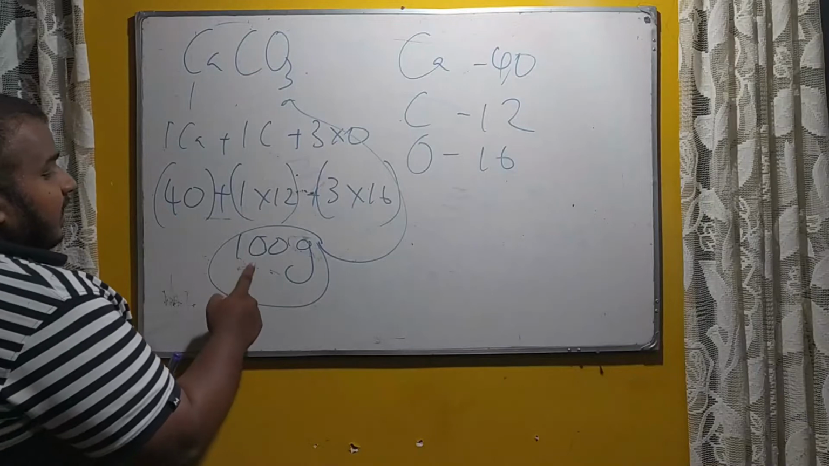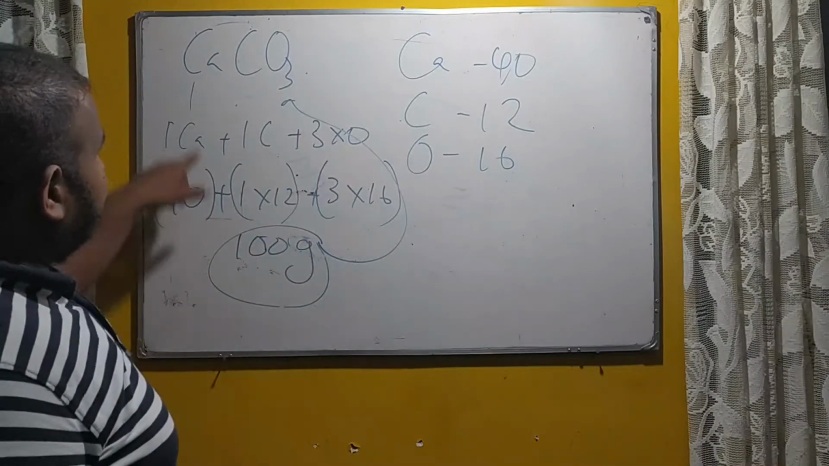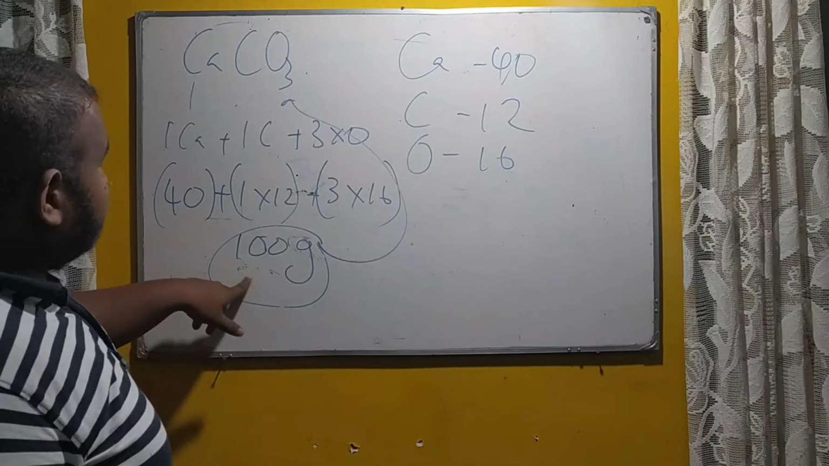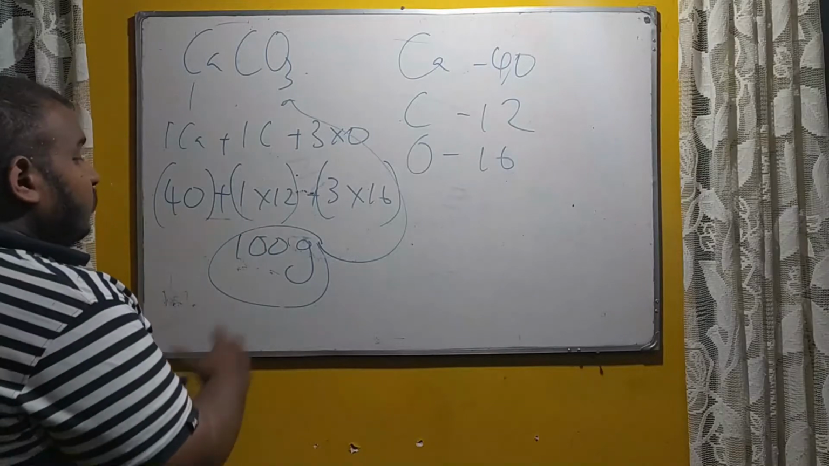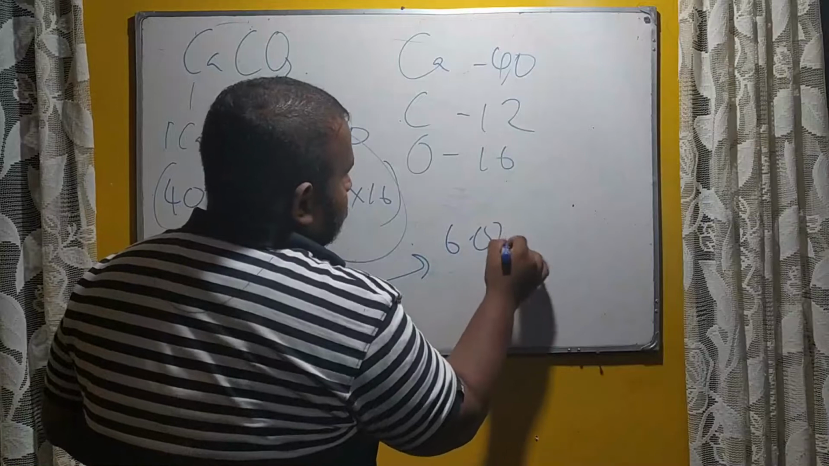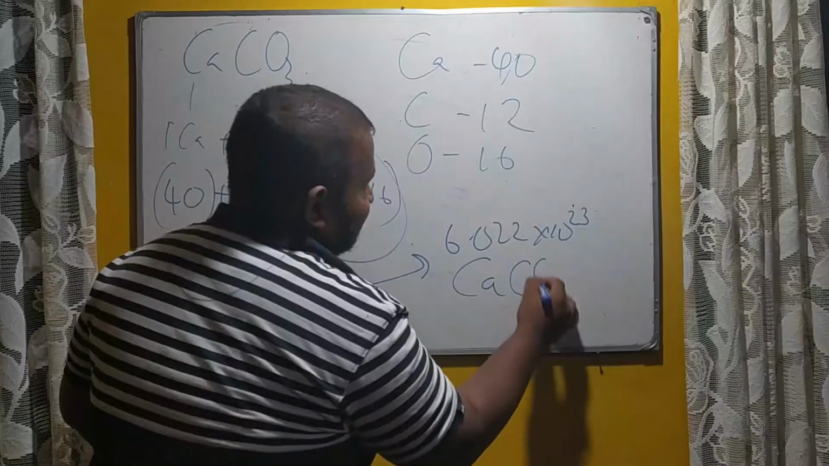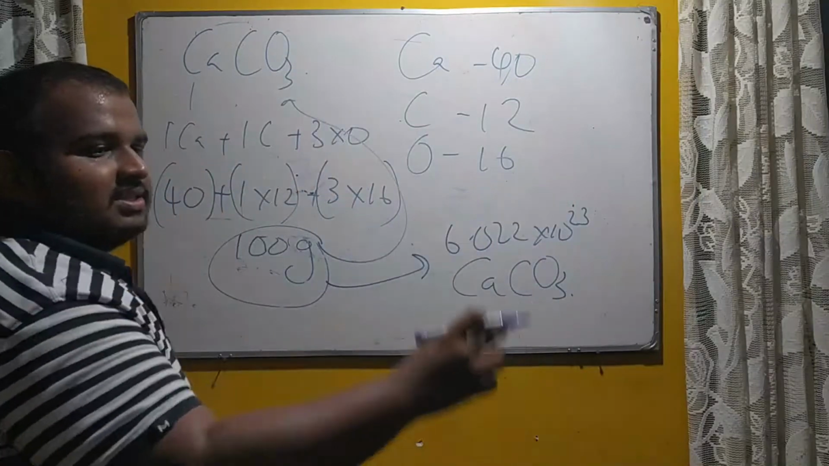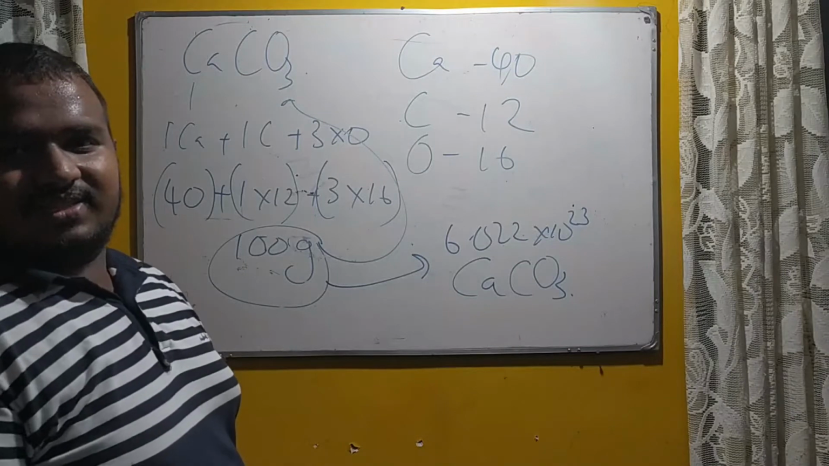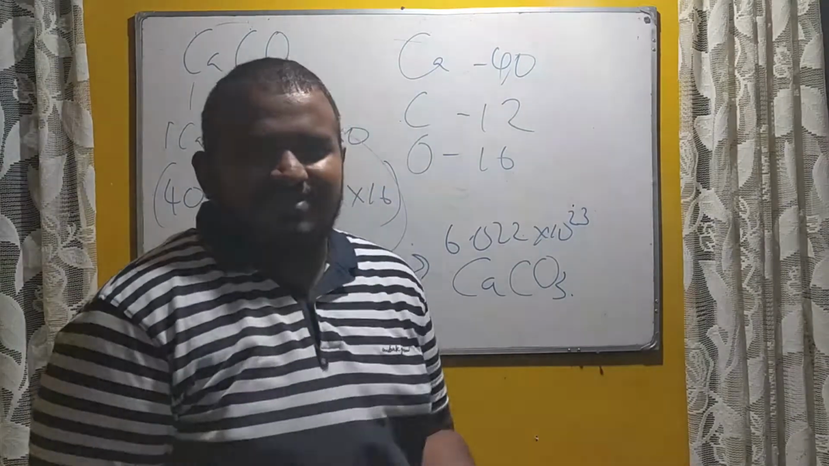So 100 grams of calcium carbonate. Why do I take 100 grams? The relative molecular mass of calcium carbonate is 100. Therefore, if you take this much calcium carbonate, there will be 6.022 × 10^23 calcium carbonate compounds. I think you are clear with what I am saying.